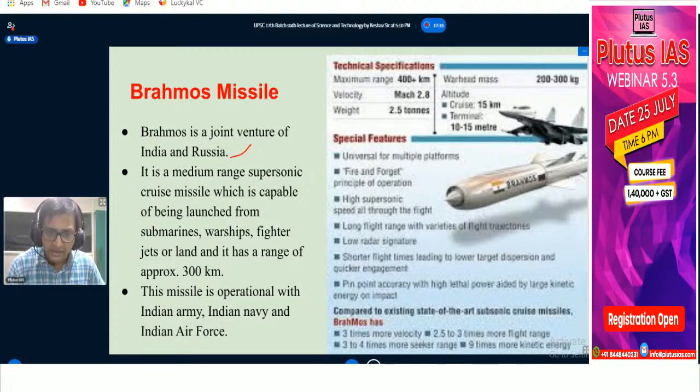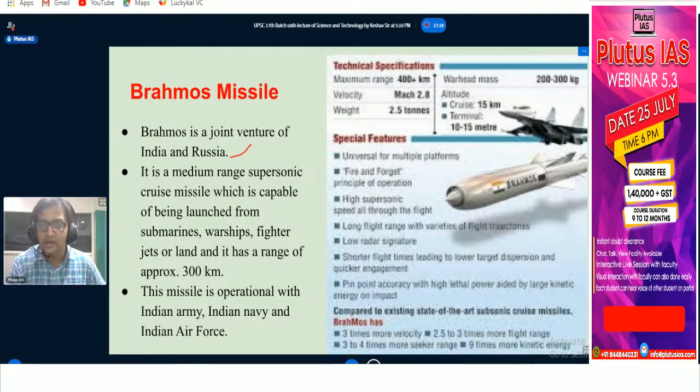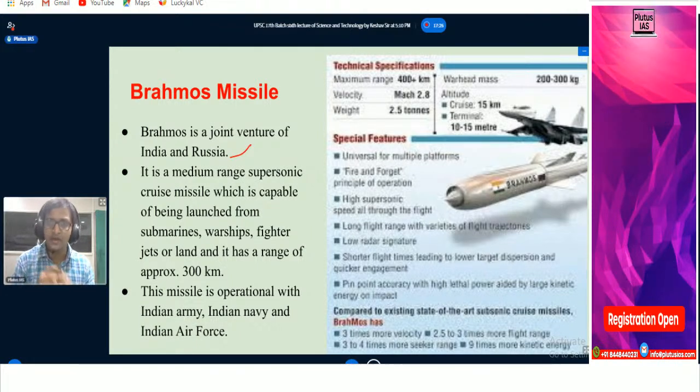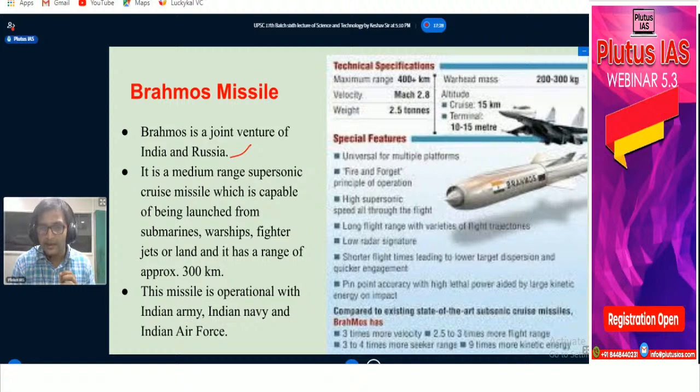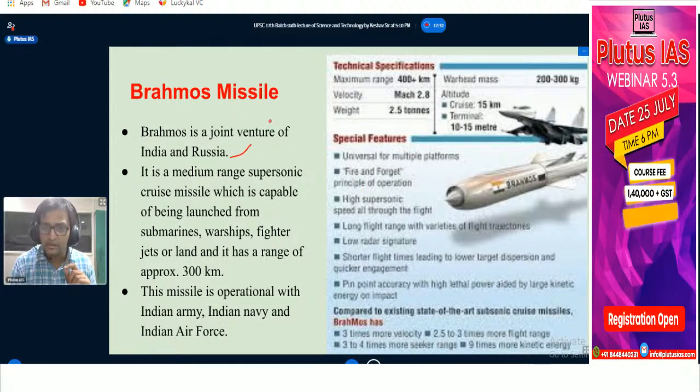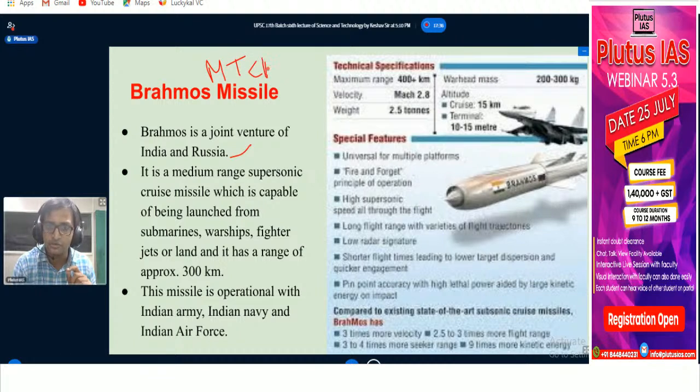See, I will give you a clue that BrahMos is going to change the complete scenario now, because many countries are trying to have a BrahMos-like system. And then we have one more thing, with joining MTCR. I am coming to MTCR also today.